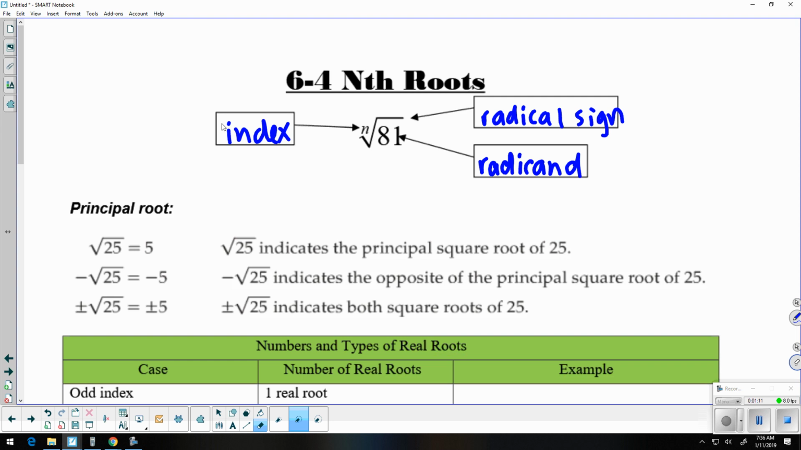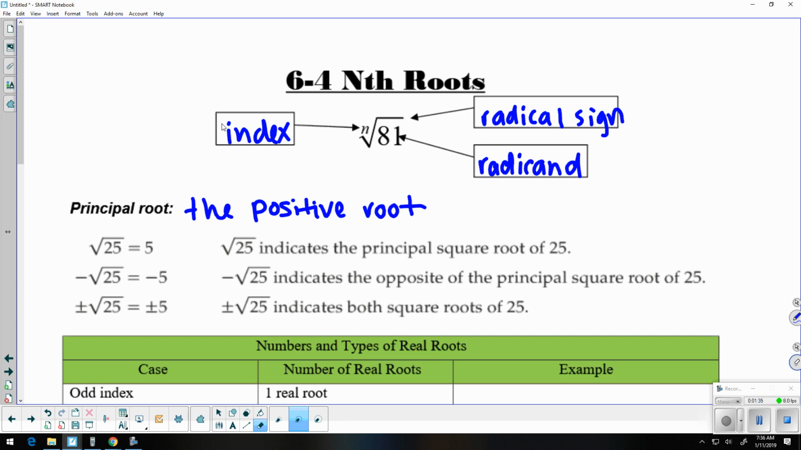The principal root, when you're talking about just the principal root, it's really just talking about the positive root. So principal is positive. So as an example, if you just see the square root of 25, if I just ask you for the square root of 25, this just indicates that I'm looking for the principal square root of 25. I just want the positive square root of 25, which would just be positive 5.